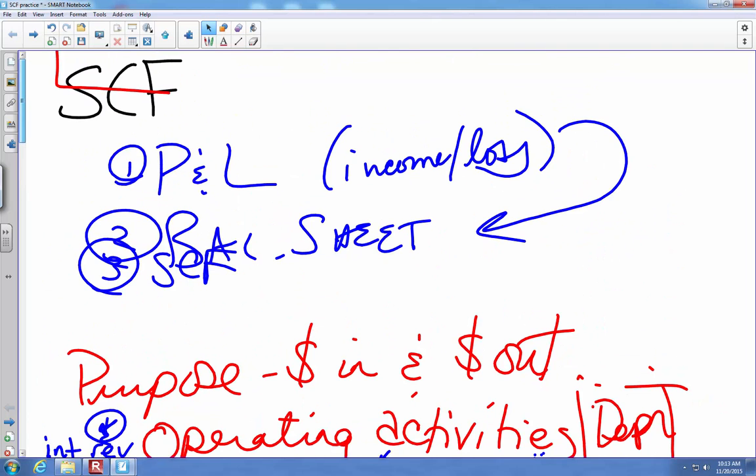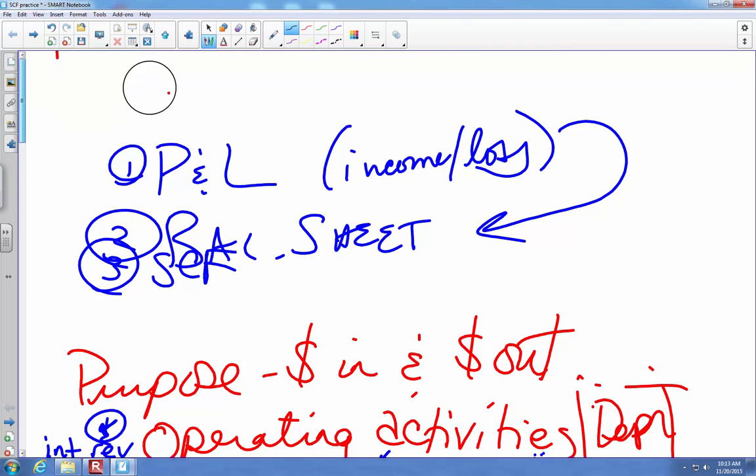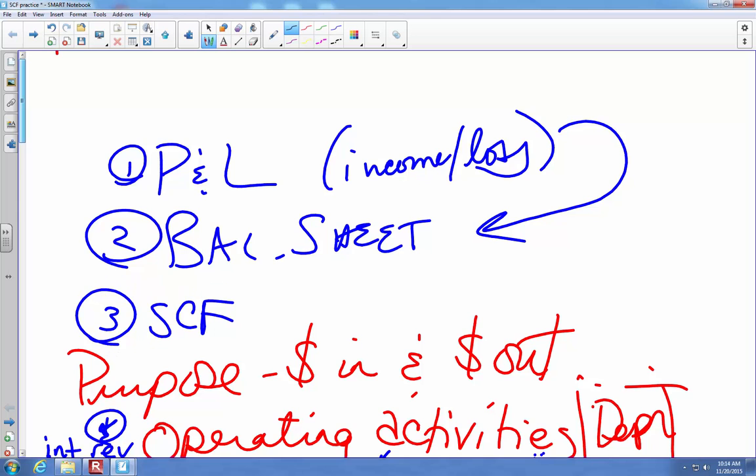So we are working on the statement of cash flows, and what do I have up here? This 1, 2, and 3, what is that? Why do I have the 1, 2, and 3 by them? You have to do it in this order. So, where is the income and loss number from your P&L? Where does that show up on a statement of cash flows? Which section? Operating. It's the first line item in your operating section, isn't it?